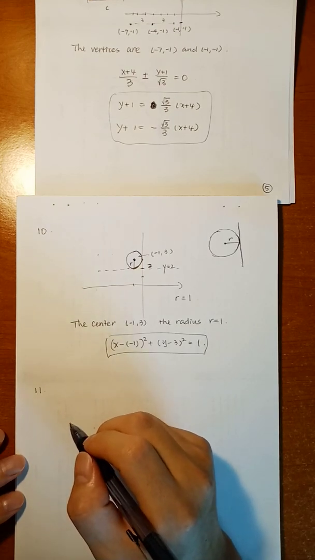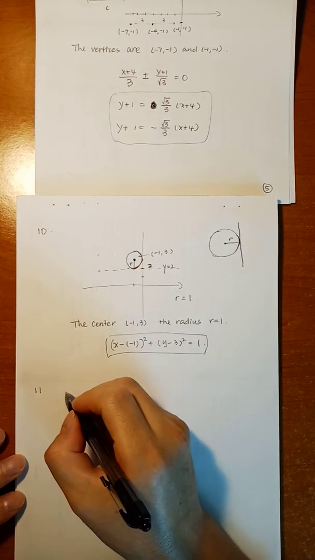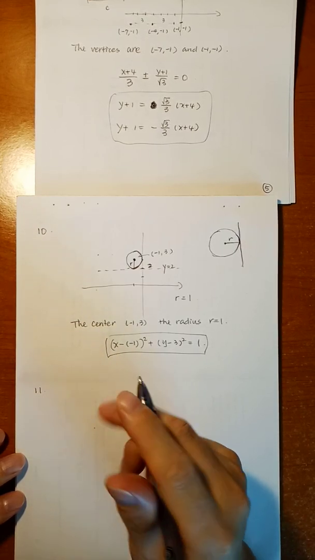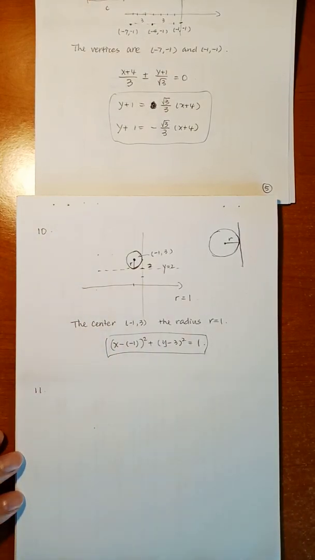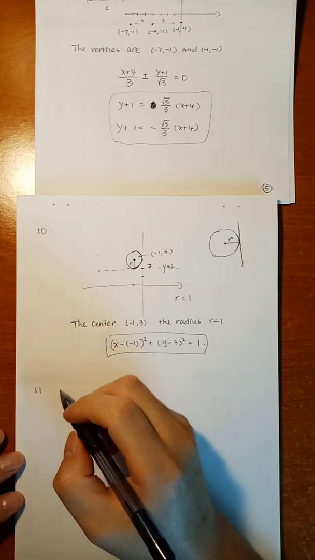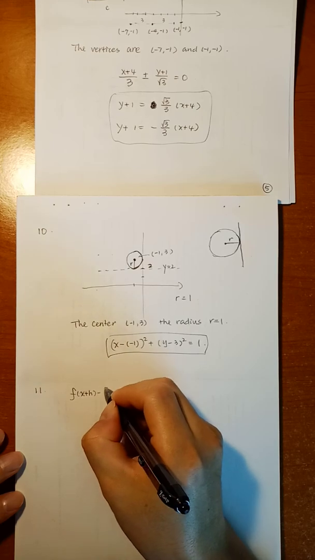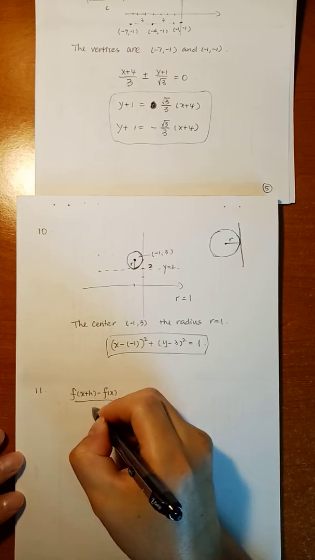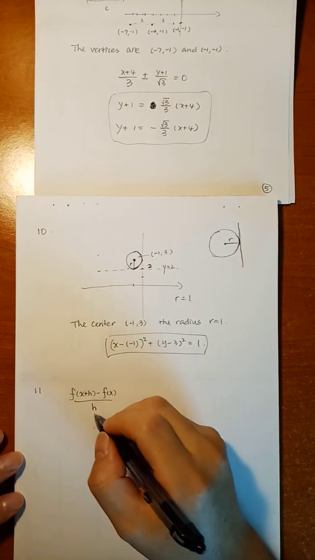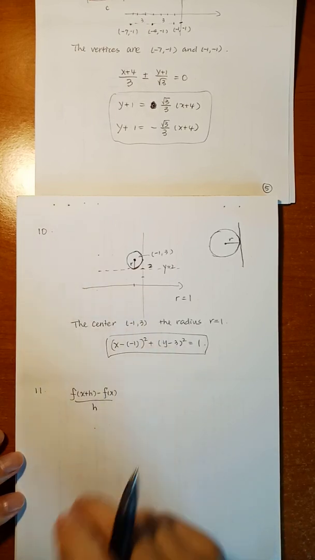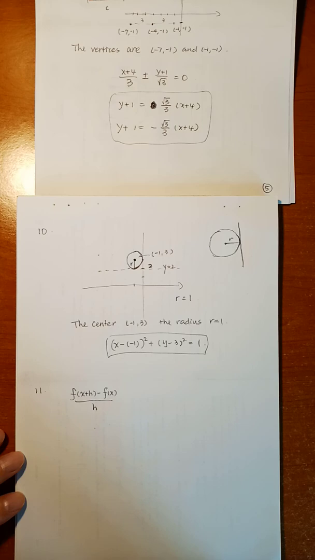Problem 11, difference quotient. This is a good problem. Some of you made a common mistake, so let's clear it. The difference quotient is actually related to the average rate of change. You can check that average rate of change has more or less the same computation.